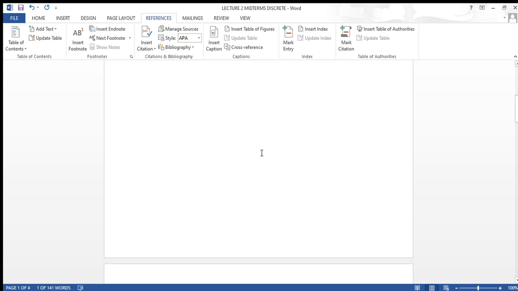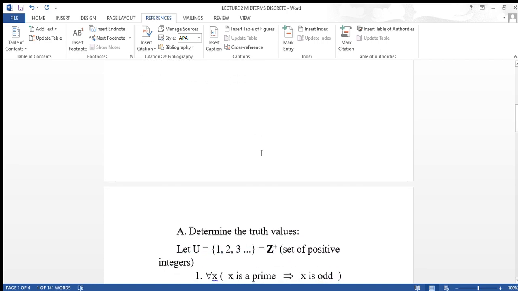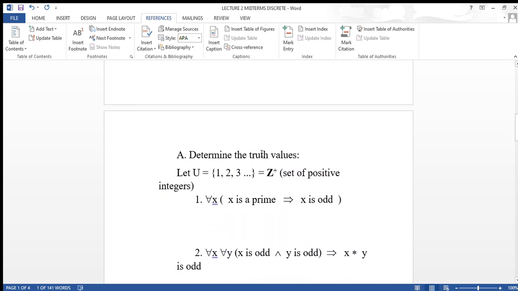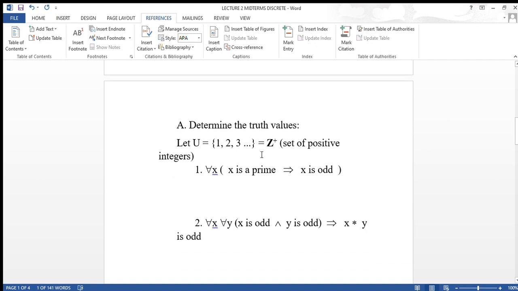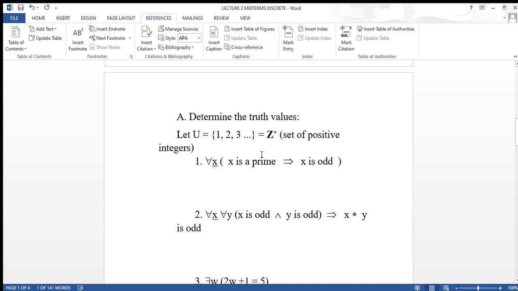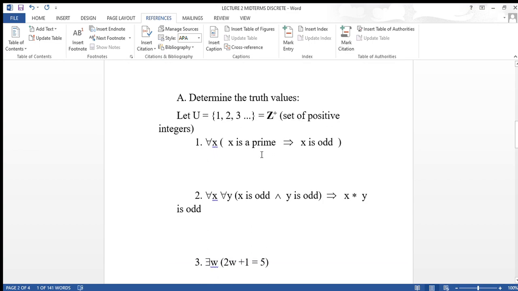For today, let's discuss the examples given in your notes. Actually, the examples that we will discuss are the problems stated there as homework. And we have two parts. Letter A, determine the truth values of the following. For the following open propositions, we are considering the universe of discourse as the set of positive integers.